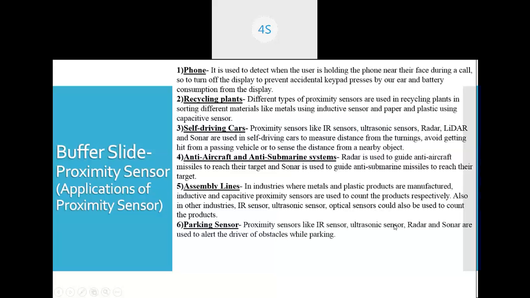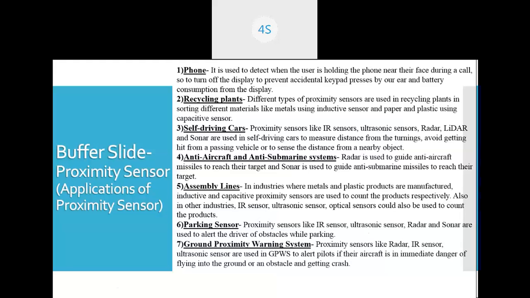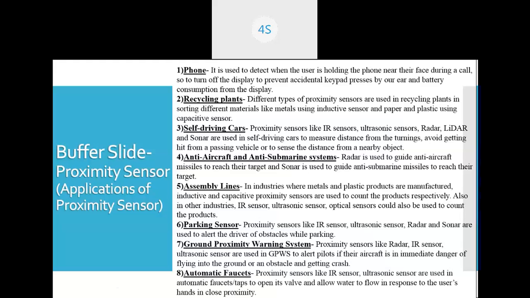In parking sensors, some proximity sensors like IR, ultrasonic, radar, and sonar are used to alert the drivers of obstacles while parking. These sensors are mainly at the back of a car. The ground proximity warning system or GPWS. These are sensors which are used to alert the pilots if the aircraft is near the ground or is nearly getting hit by an object, like a hill.